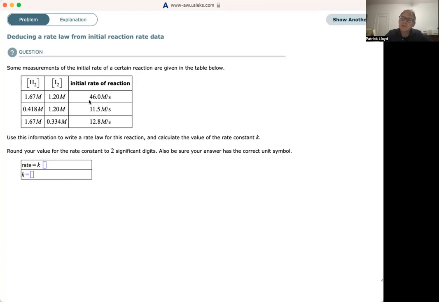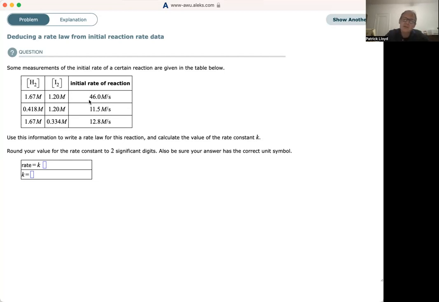So we are given the initial concentrations of two reactants. The first one is H2, hydrogen gas, most likely. The second one is I2, iodine gas. And then we're given the initial rate of reaction. So we'll assume that those are the two reactants. We don't need to worry about what the products are. We don't even need the balanced equation. We just need to know what the reactants are and what the concentrations are.